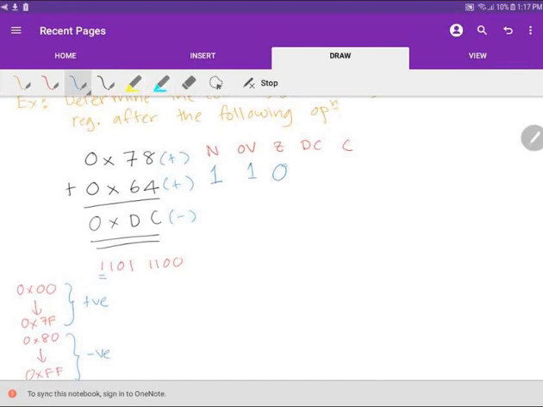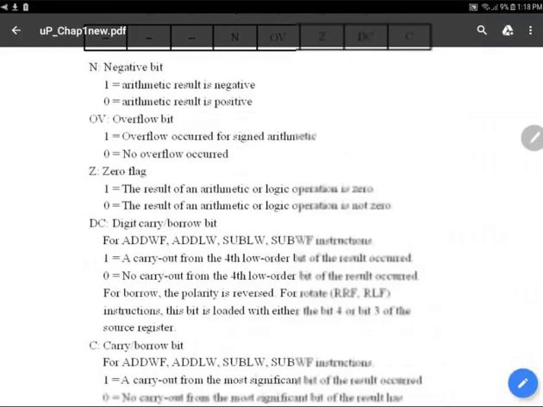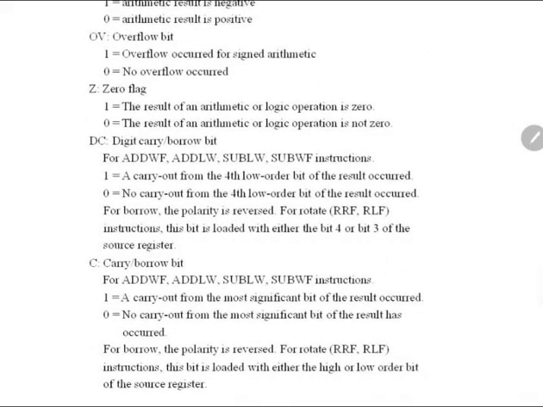Do we have digit carry? So what is digit carry? If we look at the definition of digit carry, a carry out from the 4th low order bit of the result occurred. So what does it mean by the 4th low order bit?